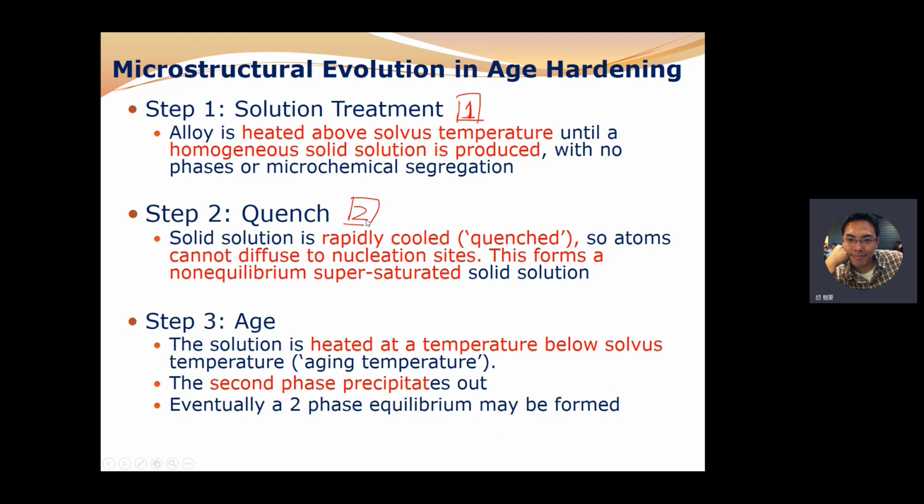Right? For aging, the solution is heated at a temperature below the solvus temperature, the aging temperature. And what is the exact aging temperature? It depends on your alloys and your process. The second phase precipitates out, and eventually a two-phase equilibrium might be formed. There is a higher amount of precipitates with longer aging time.